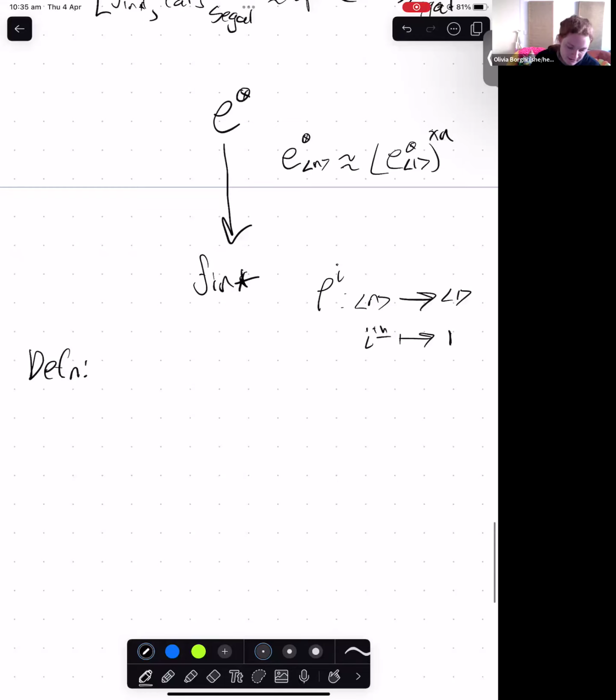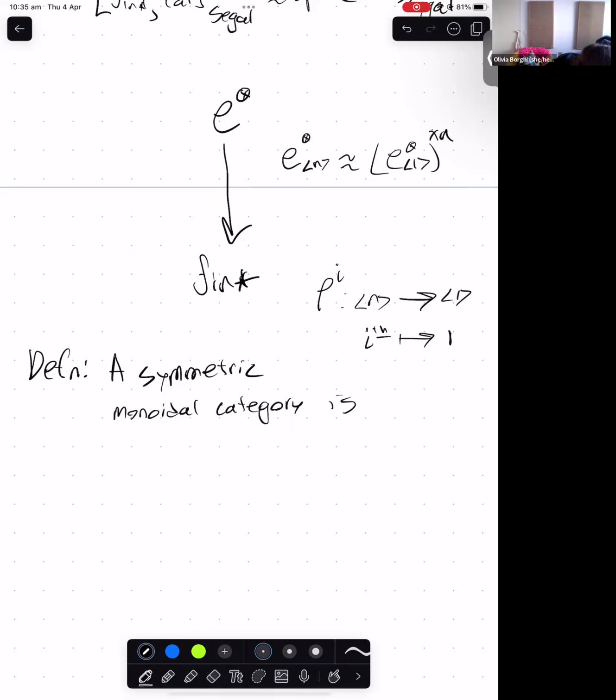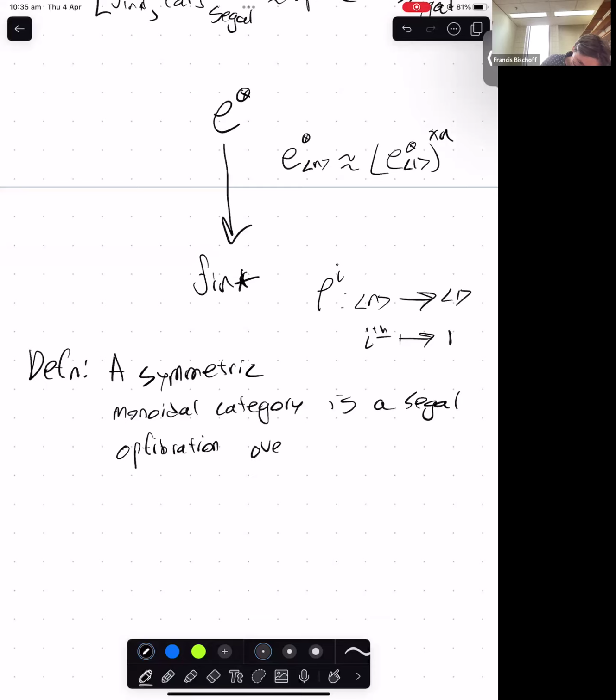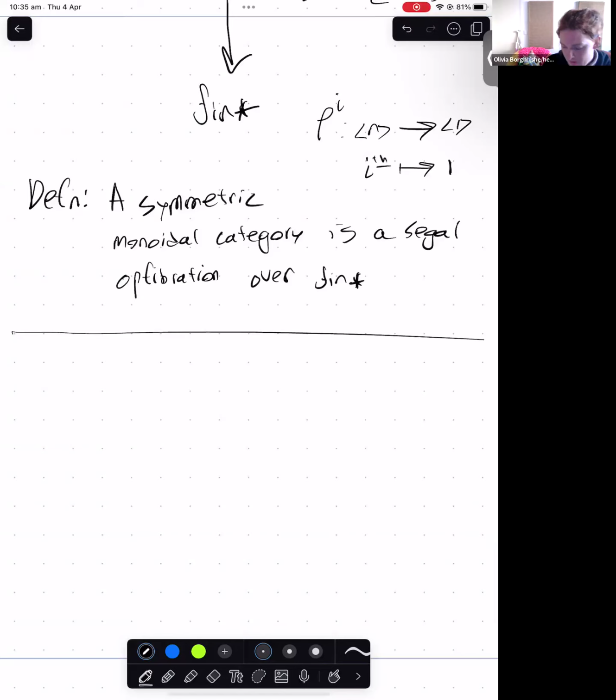Okay. Yeah, so a symmetric monoidal category is a Segal opfibration over Fin star. Okay. So I promise I did that for a reason.